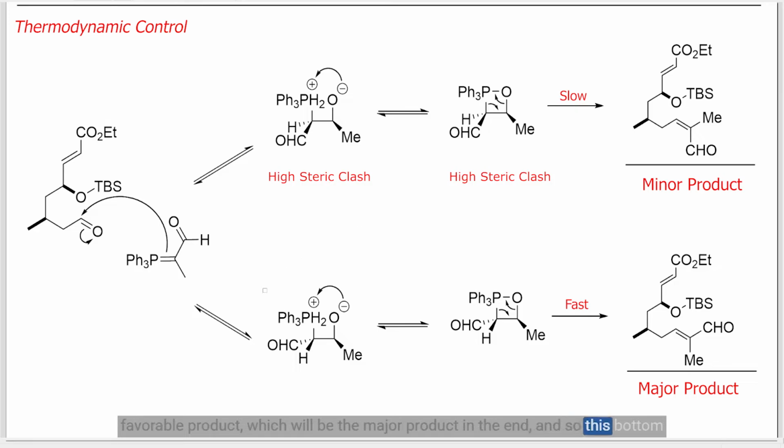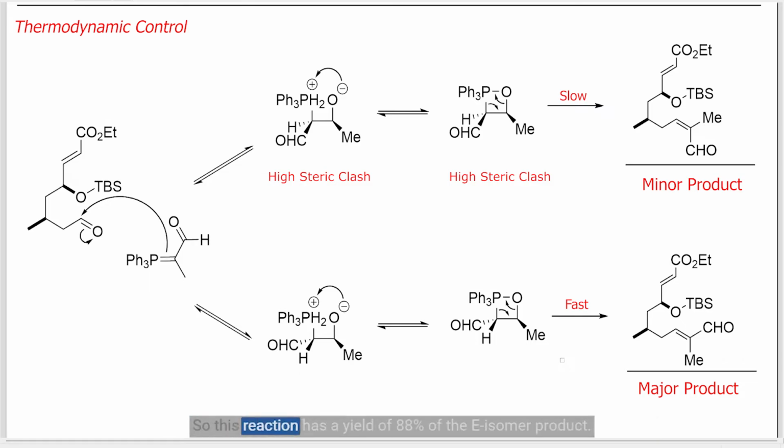And so this bottom route where we have less steric hindrance is going to be the favored route thermodynamically, because while you can have a majority of this upper route being formed, if it's slow to generate the product, then the product can just revert all the way through to the other route and quickly generate this major product.